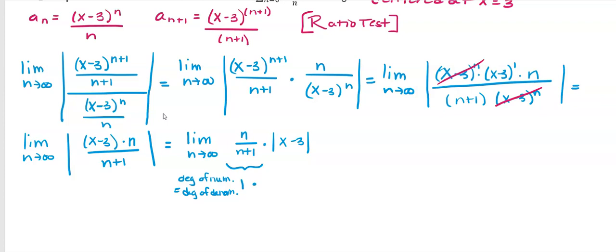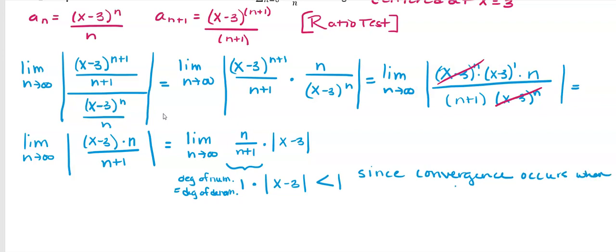So now we just have 1 times the absolute value of x minus 3. And we know, according to our ratio test, that we need this to be less than 1. So we need to solve this for less than 1. And again, the reason is because we want that to be convergent. Okay, so there's our reasoning for it.